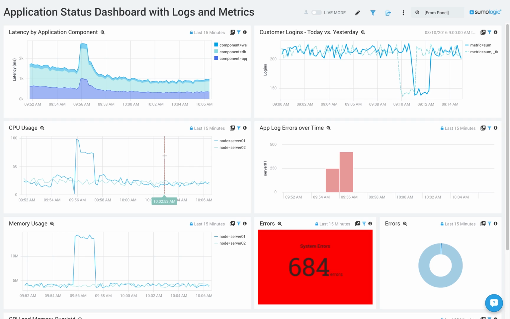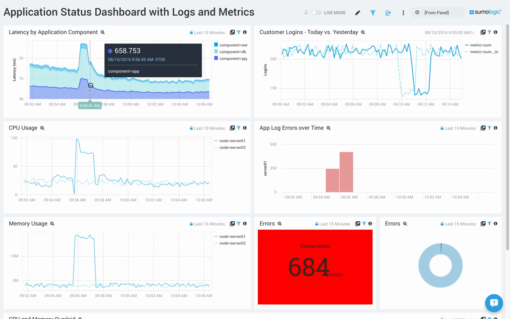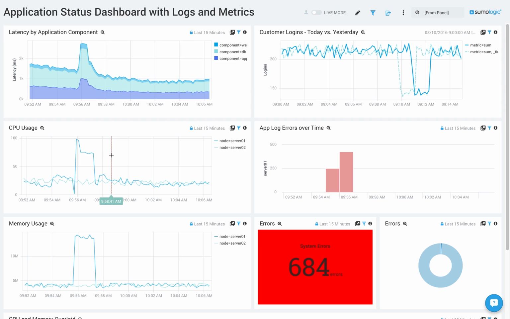Here I can see that I had a huge increase in latency, which means things are slower for my users, at the same time that there was a burst in CPU and memory usage, as well as a huge drop in customer logins and some errors. Now, what I really want to do from here is see if I can start to isolate what systems were causing the problem.